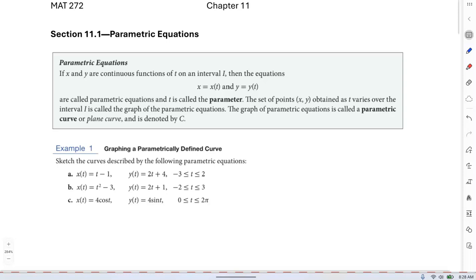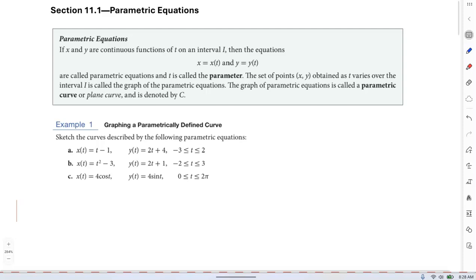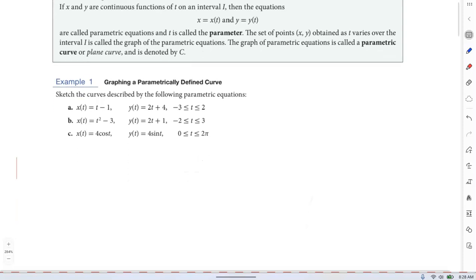In this video we are going to review parametric equations. So when we talk about parametric equations, we're writing how x and y are affected with respect to another variable, and usually that variable is t, and typically in real life it's going to represent time.